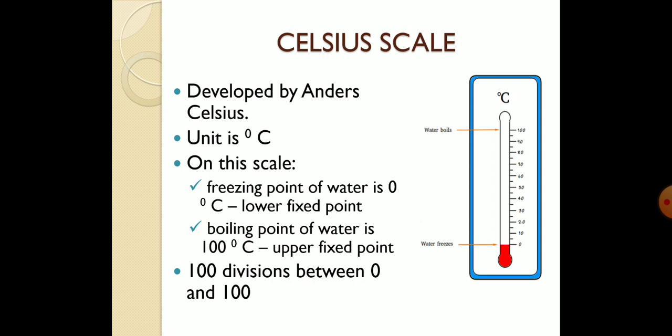So degree Celsius is one type of scale. It was developed by Anders Celsius, and the unit here is degree Celsius. On the scale we have 2 points. One is the freezing point, which is 0 degrees Celsius, and then we have the boiling point, which is 100 degrees Celsius. And between 0 to 100 you have 100 divisions. Divisions means the markings 10, 20, 30.